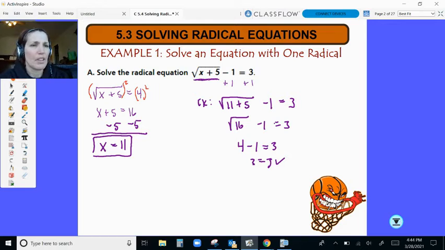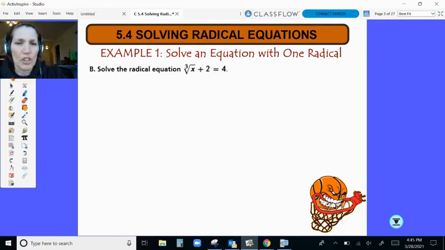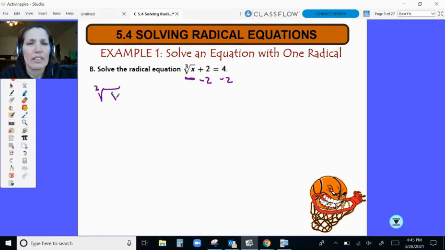All right, so here we have a cube root of x plus 2. Same thing, we want to isolate that root. So we're going to subtract 2 from both sides, leaving us the cube root of x equals 2. Now the opposite of a cube root is a cube. So we want to cube both sides of that function, not square this time. So this is going to be x equals 8.